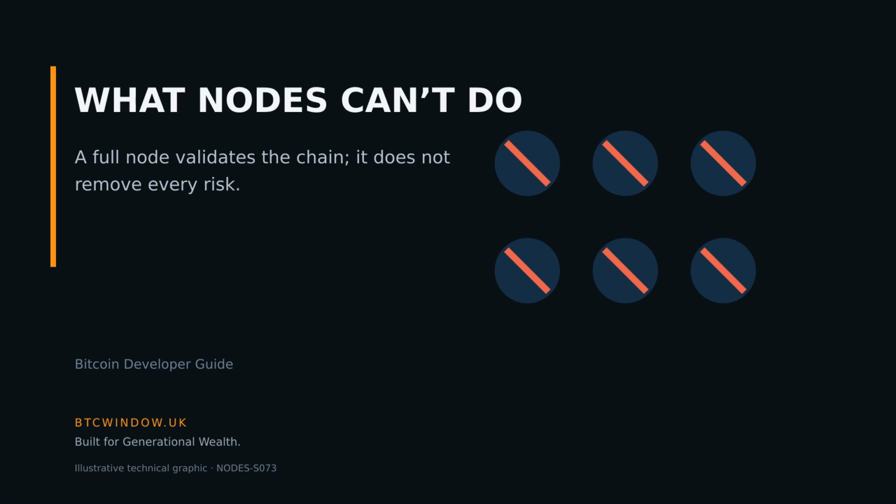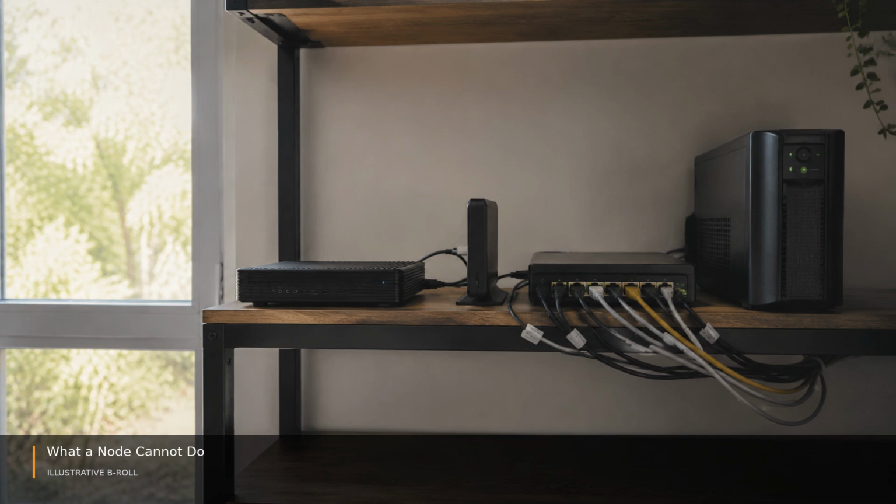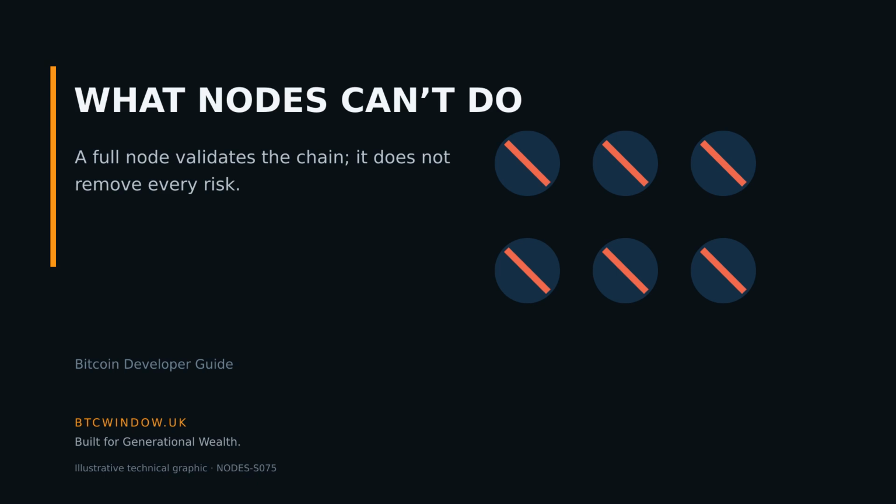Running a node is powerful, but it is not magic. It does not protect a seed phrase from theft. It does not stop malware from asking you to sign the wrong transaction. It does not make every payment private. It cannot reverse a confirmed transfer. It cannot guarantee that miners include a low-fee transaction. It cannot produce proof of work. And it cannot make the rest of the economy call your preferred fork Bitcoin.